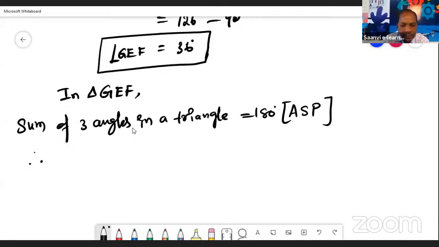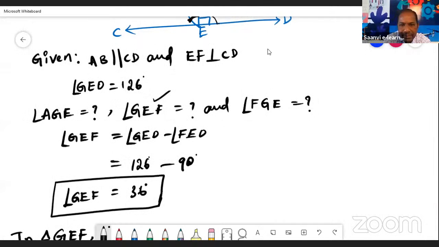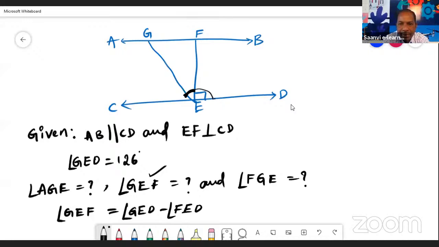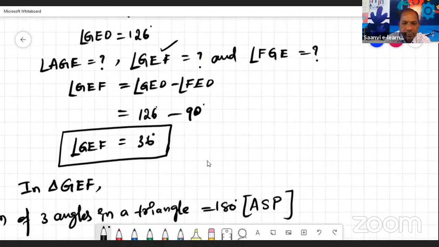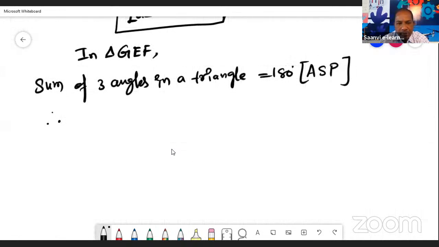Therefore, what are the three angles in this triangle? See, in this triangle, angle GEF, this angle, angle EFG, this angle, and angle FGE, this angle. These are the three angles. So write the three angles: angle GEF plus angle EFG plus angle FGE.